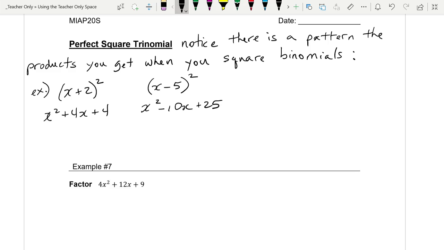All right, these were too easy. What if the binomial doesn't have a 1 as the coefficient on the first term? Does my little method still work? Yep. Square the first. Multiply the two together, then double it. Square the last.